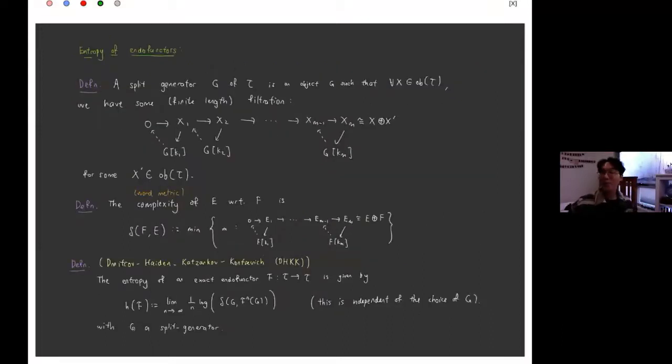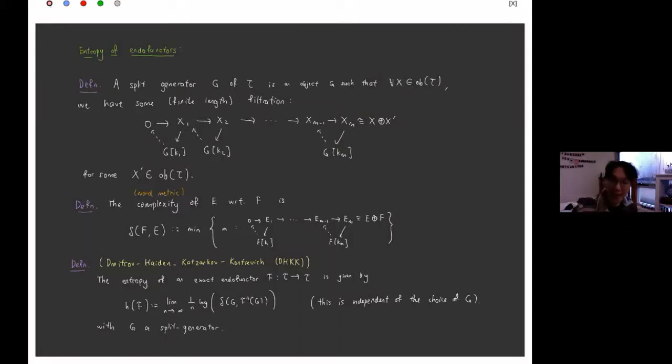Okay, so before I talk about the entropy of endofunctors of triangulated categories, I'll introduce the analog notion of what a generator should be in a triangulated category. So we say that an object G is a split generator of a triangulated category if for every object X that we're given, up to taking direct sums, we can write it as a filtration in terms of the split generator G. So up to taking the direct sums of some object, there exists a finite length filtration that looks something like this. And if for all objects such a thing exists, then G is a split generator for the triangulated category.